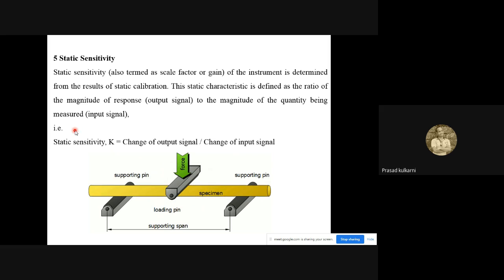So once again I am repeating the definition. Static sensitivity of the instrument is determined from the result of static calibration. Static characteristic is defined as the ratio of magnitude of response to the magnitude of quantity being measured.